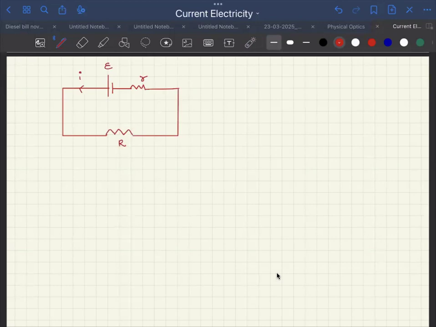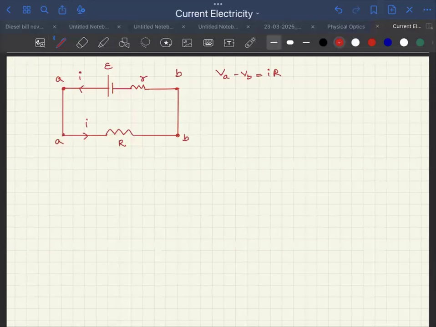Now these points A, B, this is also A, this is also B, because it's a conductor basically. Now the current that passes through the load, capital R, is I, and we call VA minus VB equal to IR. This is from Ohm's law: potential difference is equal to current into resistance.